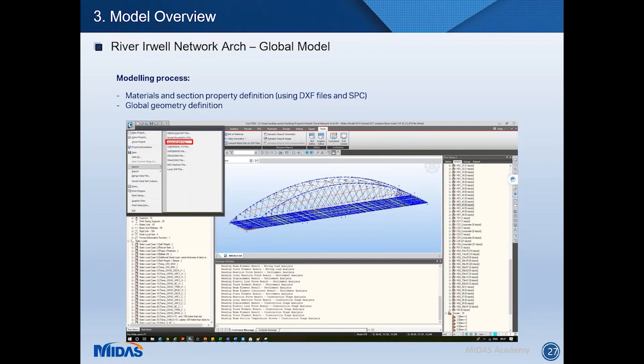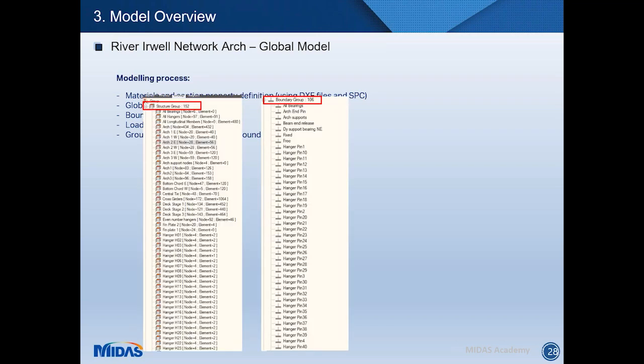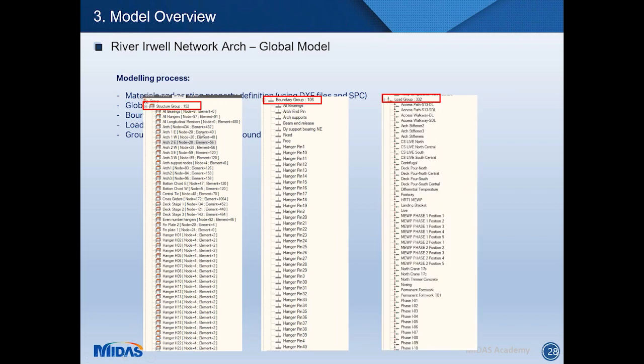In MIDAS, the geometry of the bridge can be input directly from the software using the create node and elements tools, or imported from a series of commercial packages. I usually use the DXF files from AutoCAD or any other drawing software. It's time then to define the boundary conditions and the loading conditions on the bridge, and it's very important to do the grouping at this stage. The group is a fundamental part of the construction sequence analysis, and basically MIDAS is based on the use of structural groups, boundary groups, and load groups.